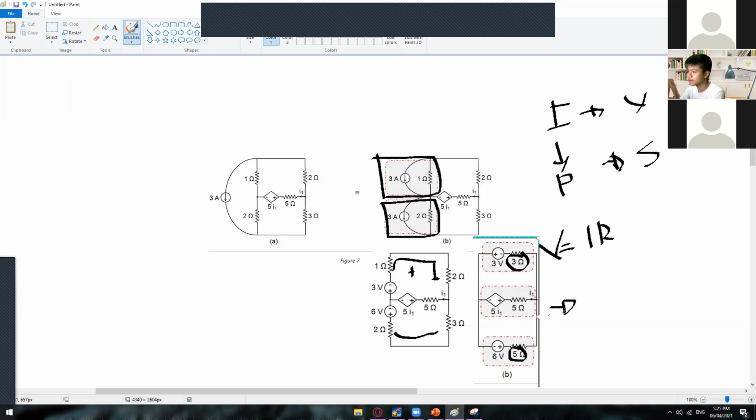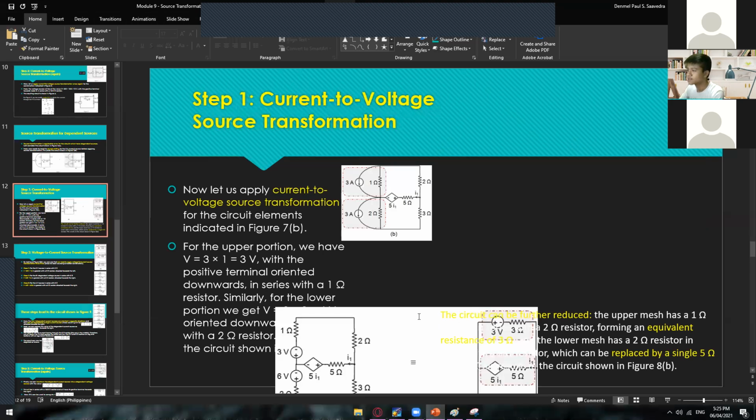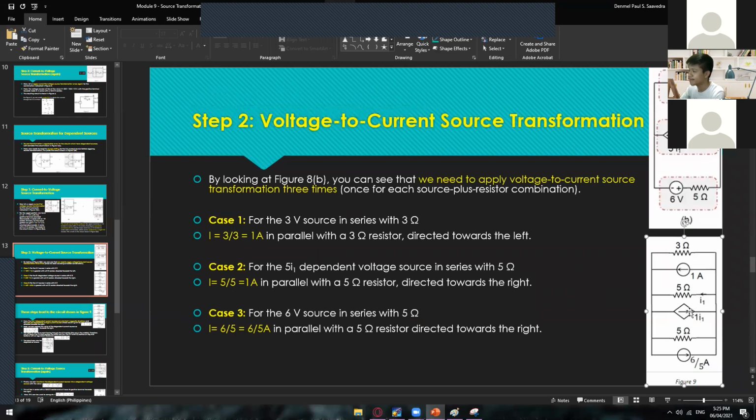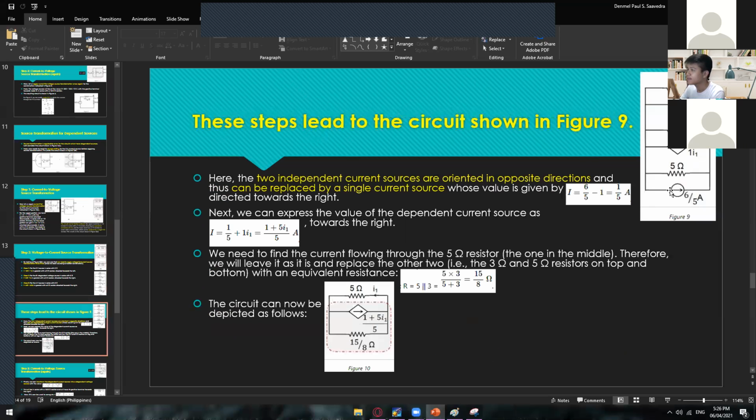And then from here, you can convert this one again into a current source. So here are the computations. I will not copy this one anymore. So this is already the stage 3 transformation, your third transformation. From series will become parallel.